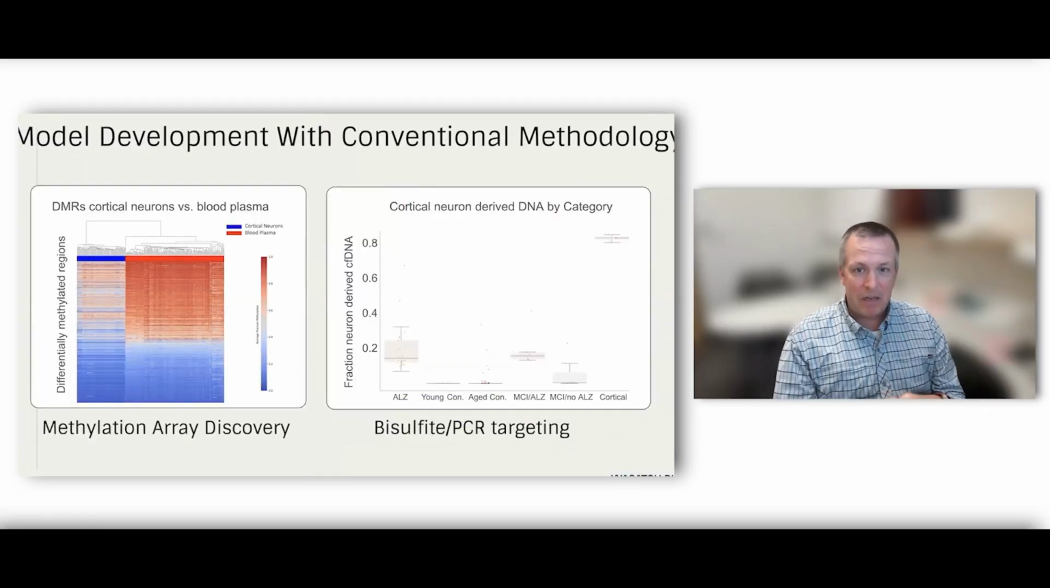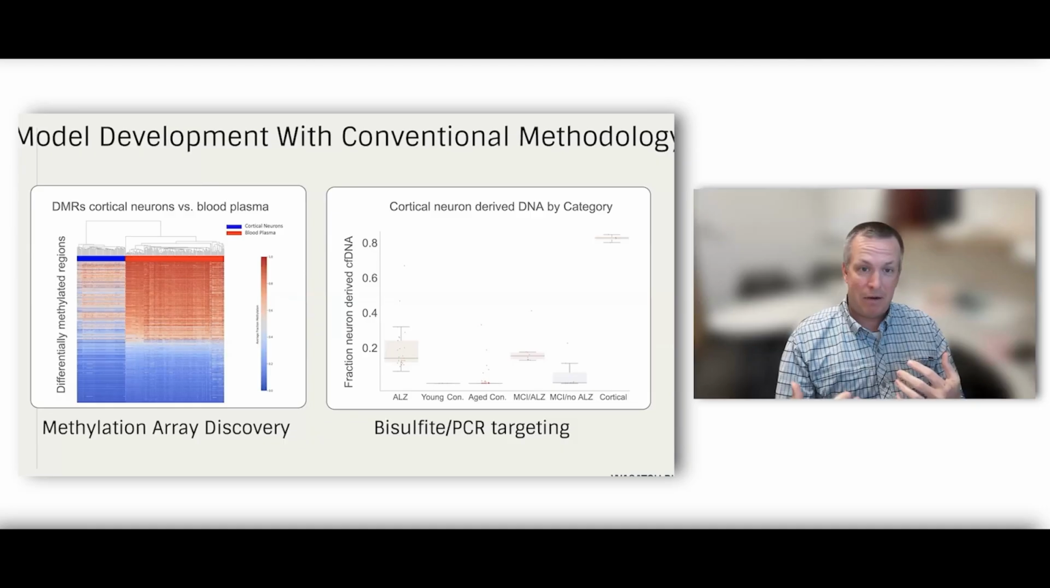We started by very conventional means. This was done in 2020 and 2021, most of this work, where we leveraged methylation array, as was mentioned earlier, as a common discovery tool. This requires bisulfite conversion. And we utilized the array to identify positions that discriminated between cortical neurons and blood plasma. And you can see here on the left that we found a number of those positions, close to 10,000 positions that were different between the blood plasma background and cortical neurons.